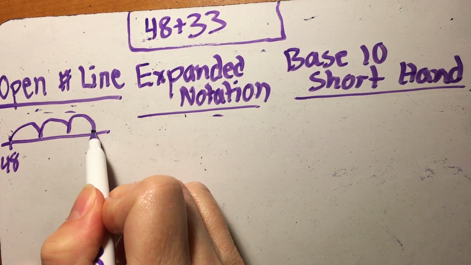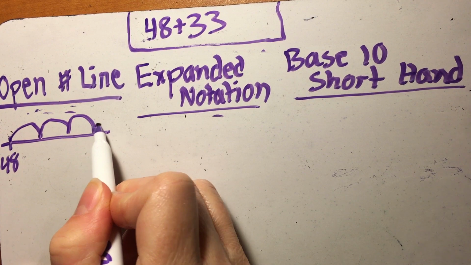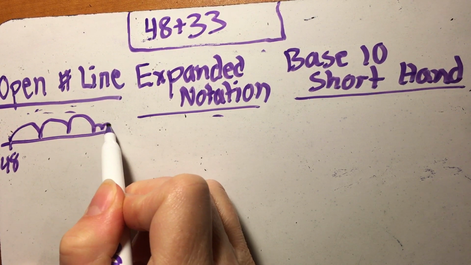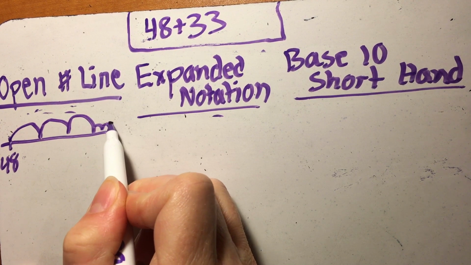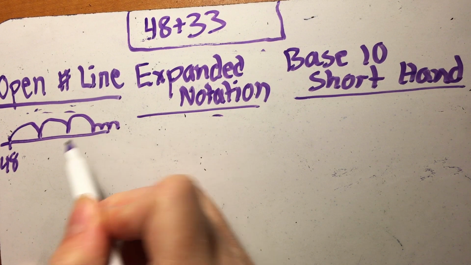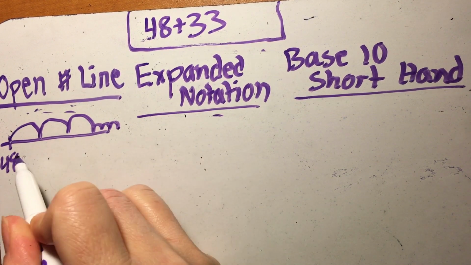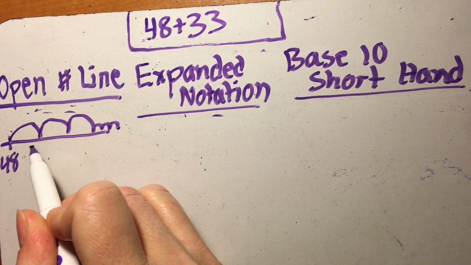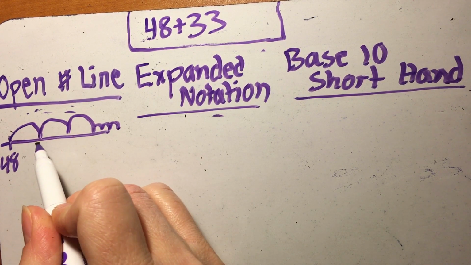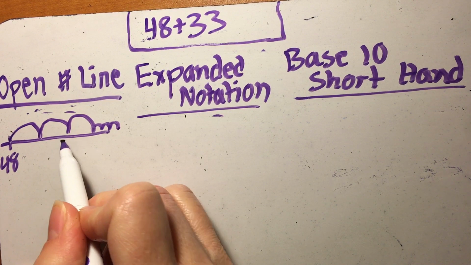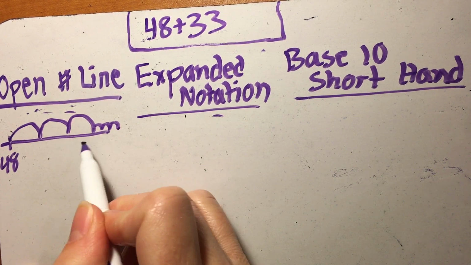And then I'm going to do 3 little baby ones. So 30, and then there's 31, 32, and 33. So the way your child sees this problem is 48 plus the hops, again, which are 10, 20, 30, 31, 32, 33. And then they're going to count. So 48 plus 10 is 58, then 68, and then that last hop is 78.